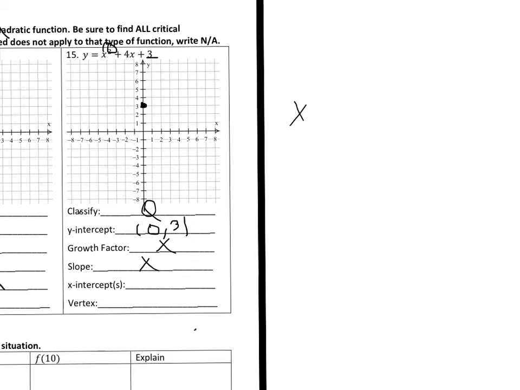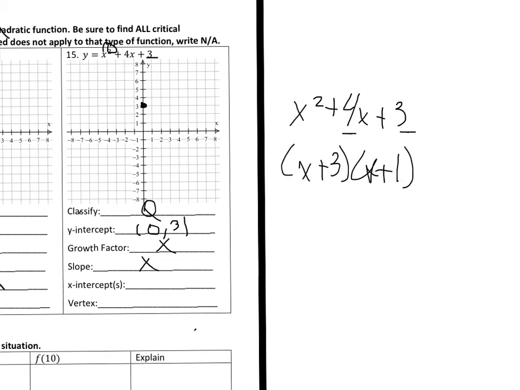X-intercepts, we have to factor. X squared plus 4x plus 3. So what multiplies to 3 and adds to 4? Well, x plus 3 and x plus 1. Okay, positive 1, positive 3, multiply to 3, and add to 4. So now I can solve for x. So I get x plus 3 equals 0, x plus 1 equals 0, so I get x equals negative 3, and x equals negative 1. Those are my two x-intercepts.